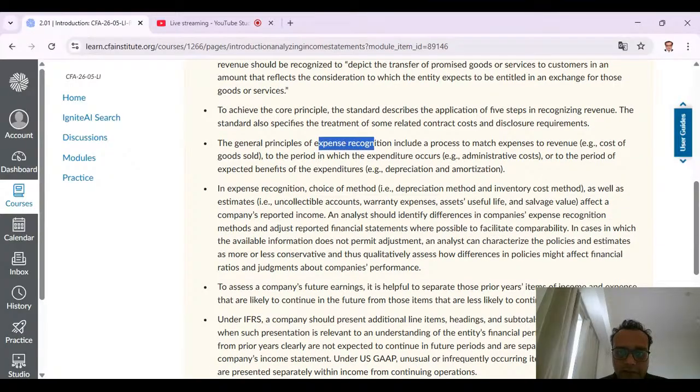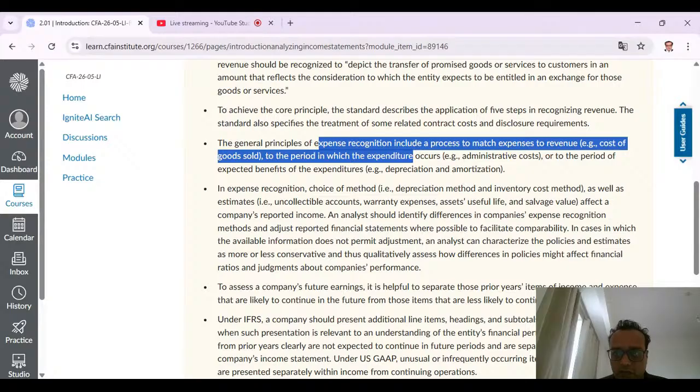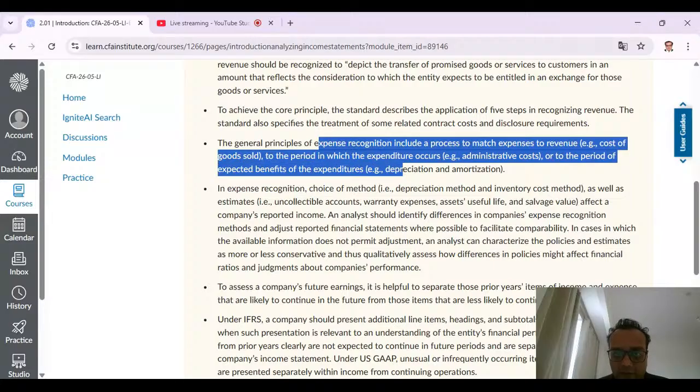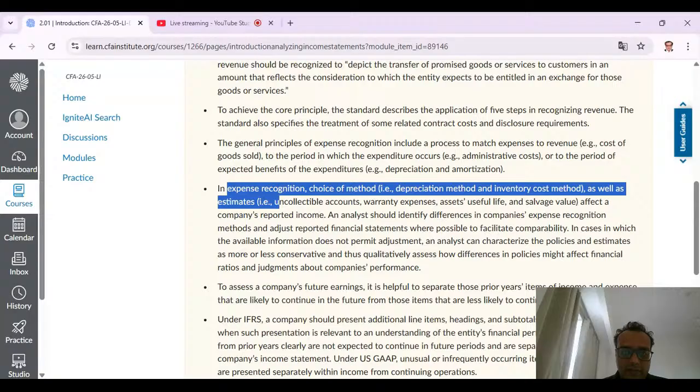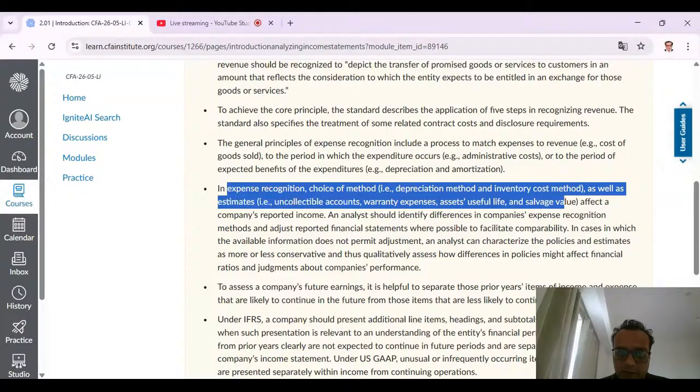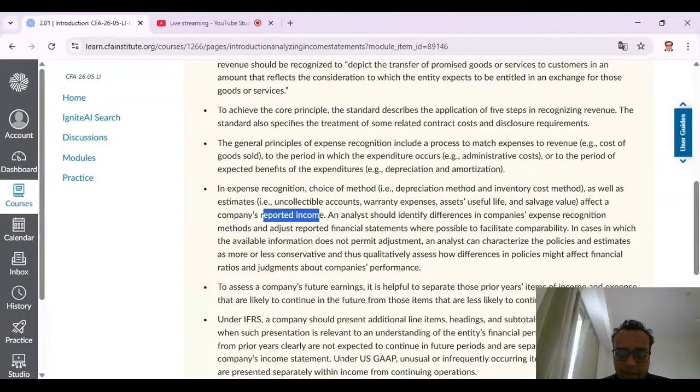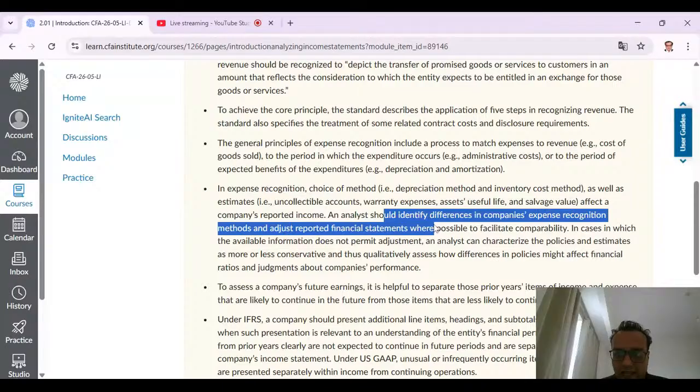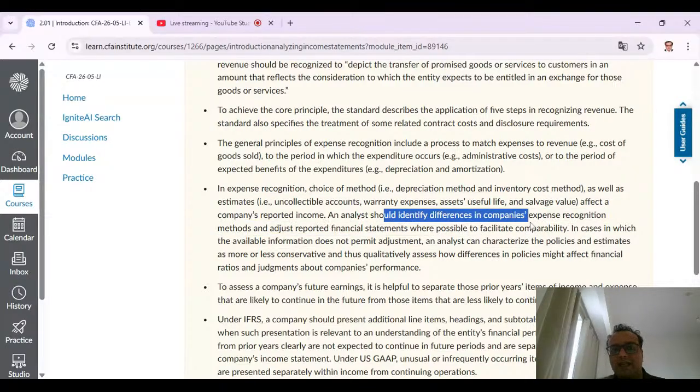The general principles of expense recognition include matching the expenses to revenue, to the period in which the expenditure occurs, or to the period of the expected benefits of the expenditure. In expense recognition, choice of method, such as depreciation method and inventory cost method, as well as estimates, such as uncollectible accounts, warranty expenses, assets' useful life, and salvage value, affects companies' reported income. Analysts should identify differences in companies' expense recognition methods and adjust reported financial statements where possible to facilitate comparability.